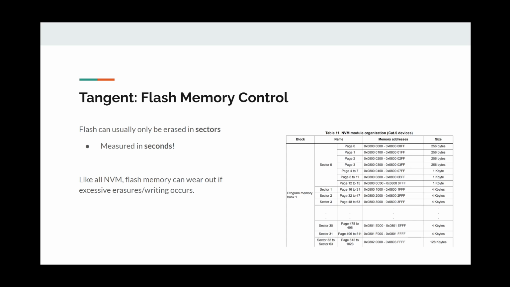Flash can only be erased in sectors, which is its primary limitation. That's why embedded systems will typically use EEPROM for constants that have smaller size. And one thing to note is that erasing flash is measured on the order of seconds. So if you ever try to flash an embedded system, you'll notice it takes like 2 or 3 seconds. That's because it takes a lot of time relatively to erase that flash and then write to it. And then, like all non-volatile memory, flash memory can wear out if excessive erasing and writing occurs. So that's just one thing to be aware of with your bootloader: don't try to constantly spam write or erase flash because you'll wear it out pretty fast.